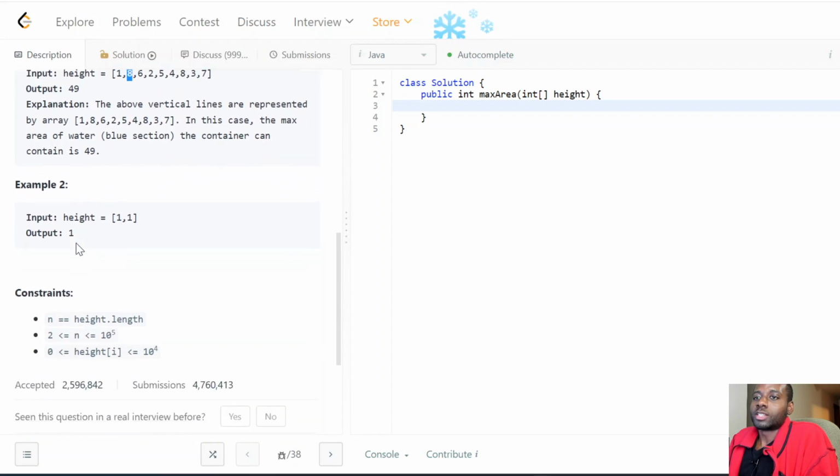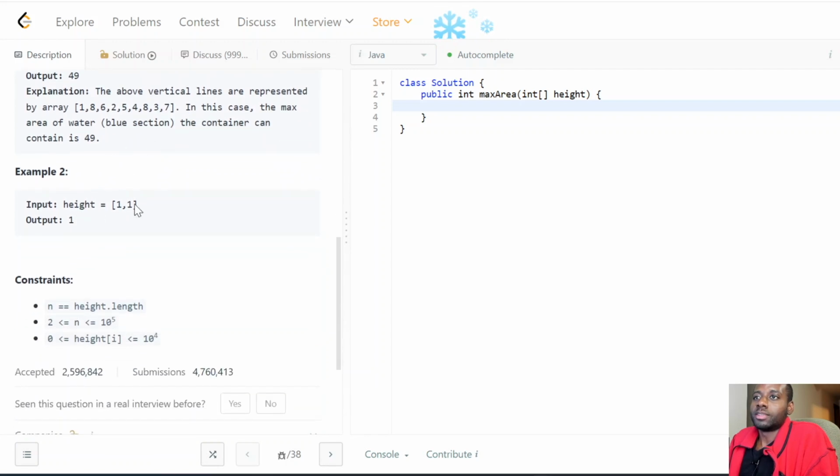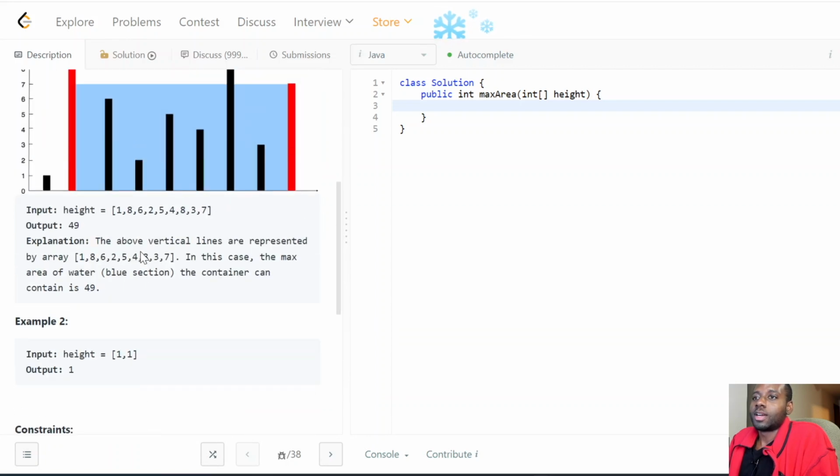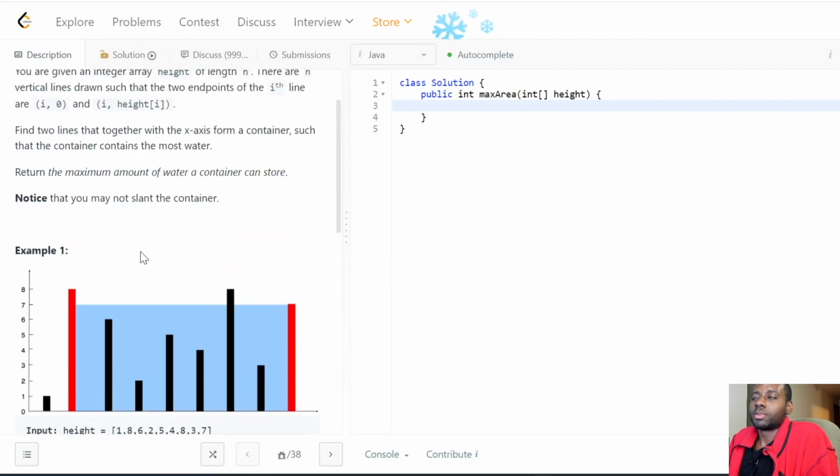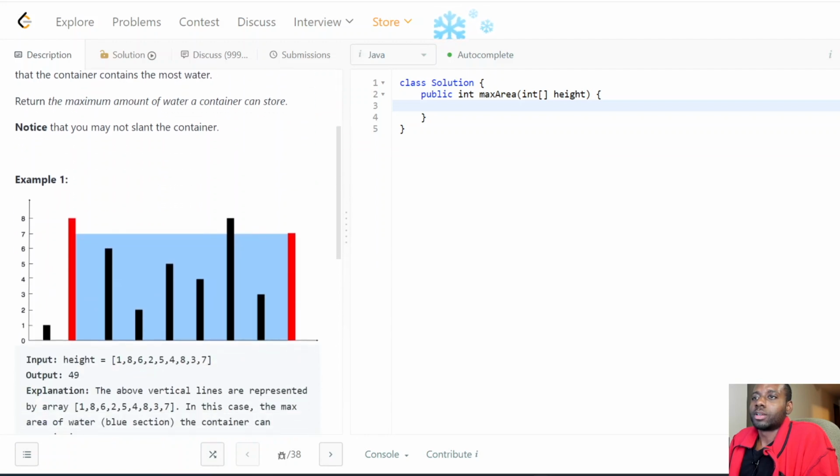So what's next for us? We see that this next example is pretty simple, so we just get a height of 1. How can we go ahead and solve this problem? That's what we need to ask ourselves.